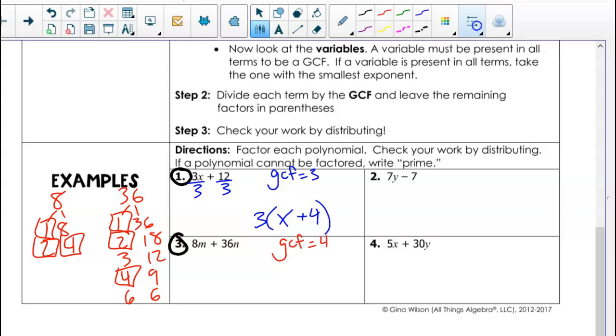Looking back at the variables, I see one term has an m, the other has an n. These are not similar, they're not the same, so I cannot take an m out of an n or vice versa. So there will be no variables in the GCF. And I'm going to divide both of these by 4 and see what's left. 8m divided by 4 is going to leave me with 2m. 36n divided by 4 is going to leave me with 9n. And if I were to multiply that back out, I would get 8m and 36n.